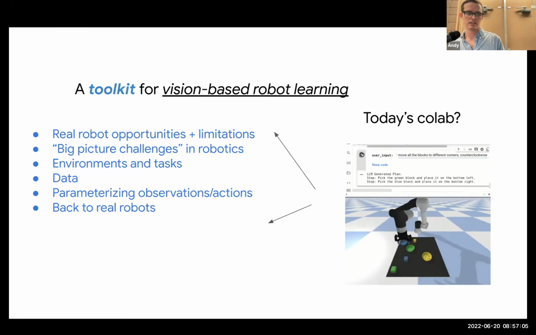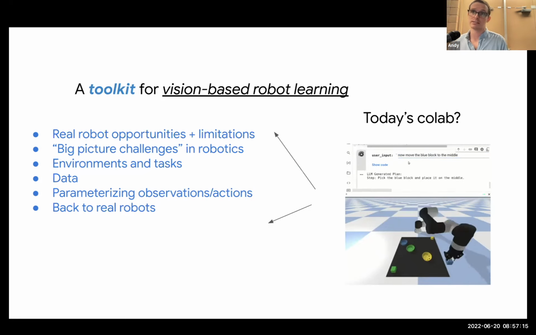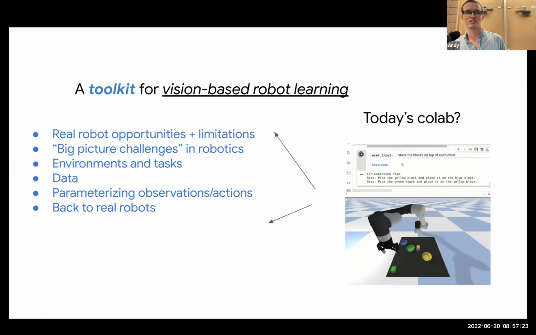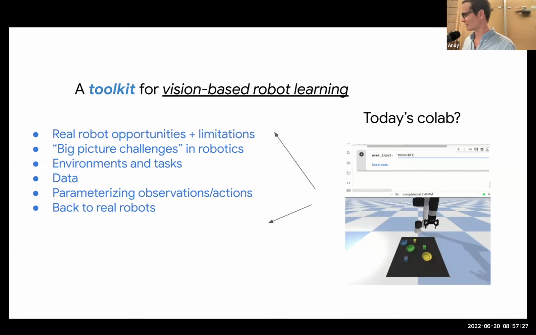We talked a little bit with Andy earlier about how the environment and task were nice and simple and set up to test just what we wanted to do. The data was collected by scripted policies. The actions are parameterized as these move until done motion primitives. And back to real robots, if you end up forking the Colab and doing your own thing, you can go run something like this on a real robot, which I highly suggest you do.